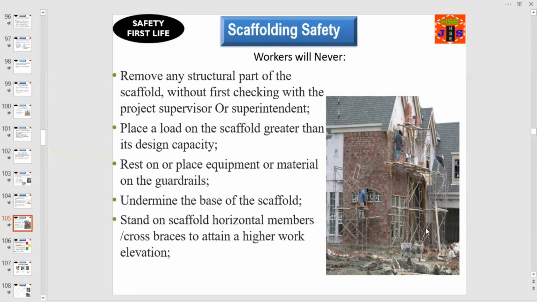And remember, workers will never remove any structural part of the scaffold without first checking with the project supervisor or superintendent. Never place a load on a scaffold greater than its design capacity. Never rest on or place equipment or material on the guardrails. Never undermine the base of the scaffold. Never stand on scaffold horizontal members, cross braces, to attain a higher work elevation. This is unsafe and there are chances of fall from height.